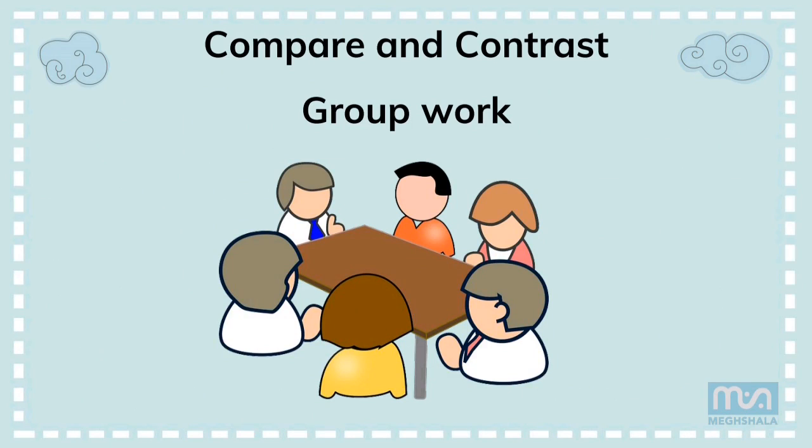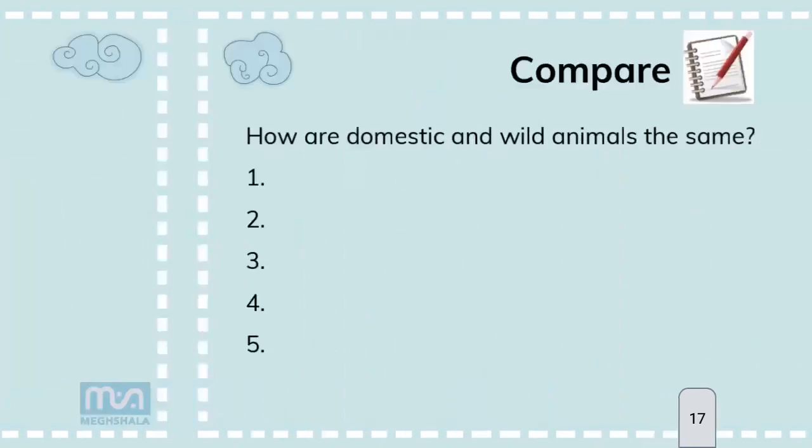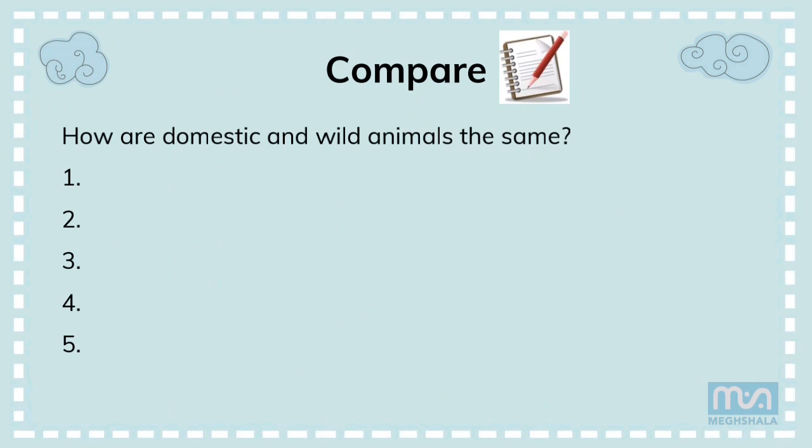Okay, children, I think you have finished the activity now. So now let us extend the activity by adding a couple of questions. Are you ready, children? Here are interesting questions for you. The first question I'm adding is, how are domestic and wild animals the same? So now you have to list out 5 points on this question.